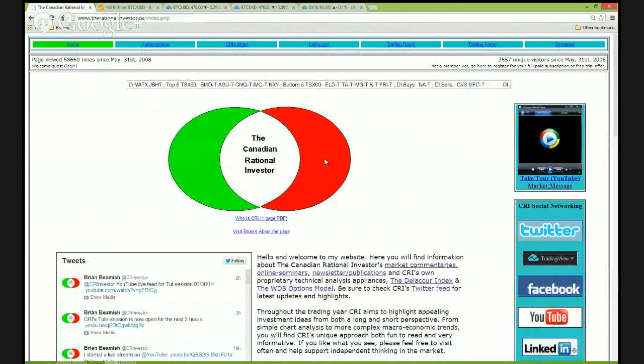And like our camps, we've got the red camp there, the fundamentalists. So you're making that fundamental argument, and that's totally cool. What I'm saying as a rational analyst is I want to only participate when both camps agree. So we're making an excellent argument for the fundamental story of Bitcoin going forward, and that's great.